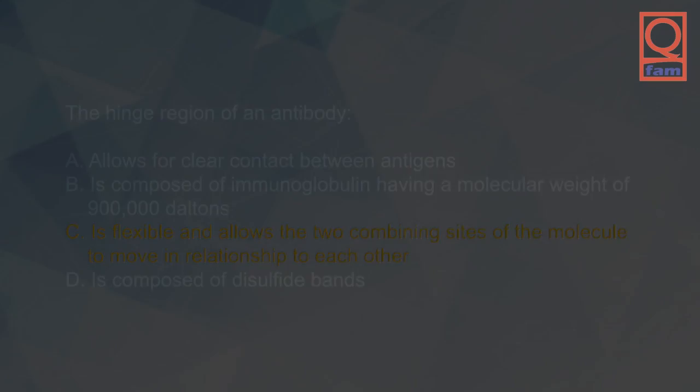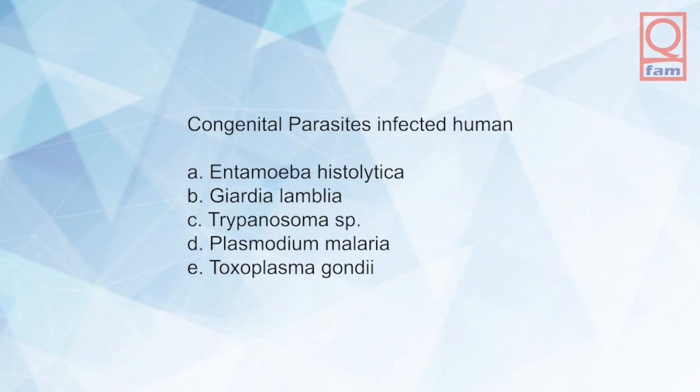Congenital parasites infected human. A. Entamoeba histolytica. B. Giardia lamblia. C. Trypanosoma sp. D. Plasmodium malaria. E. Toxoplasma gondii. The answer is E. Toxoplasma gondii.